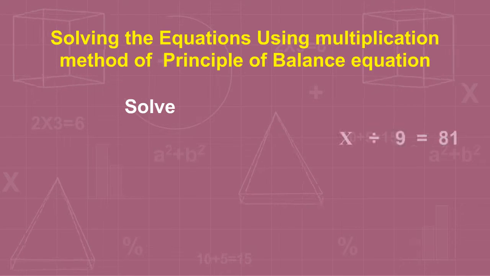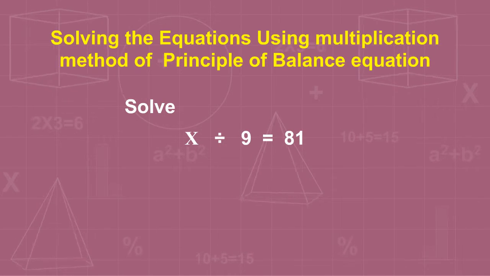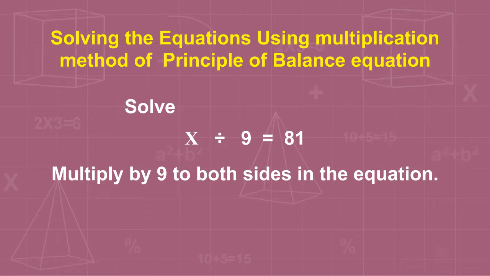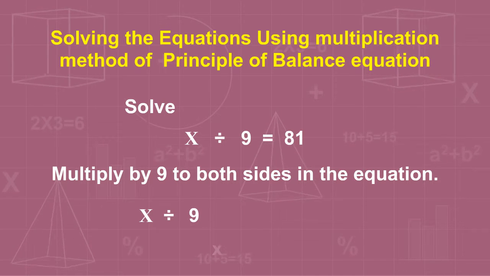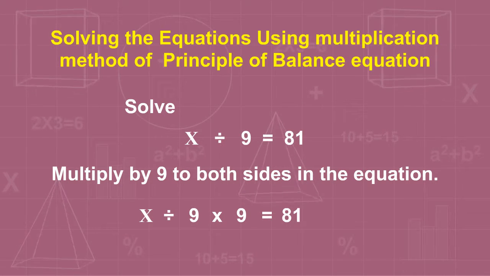For example, solve x/9 = 81. Multiply by 9 on both sides of the equation. We get x/9 into 9 is equal to 81 into 9.